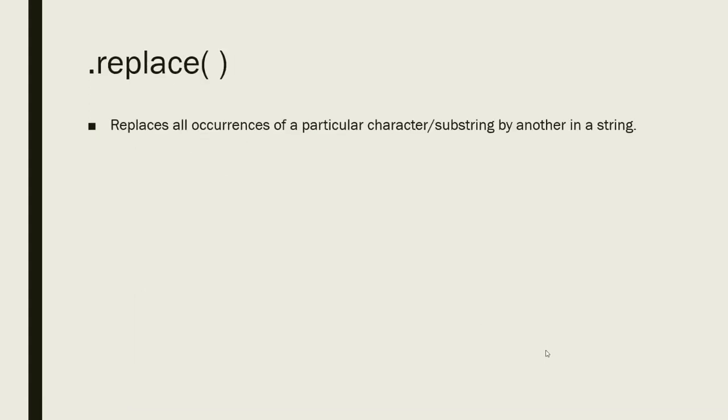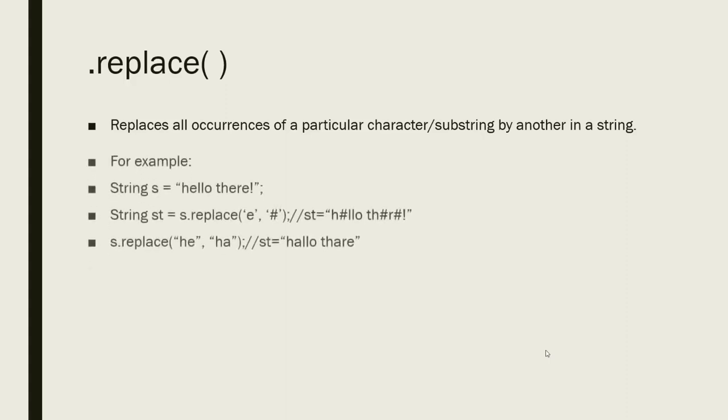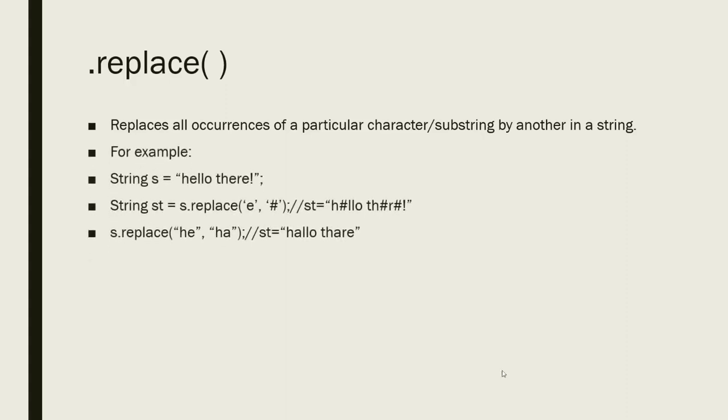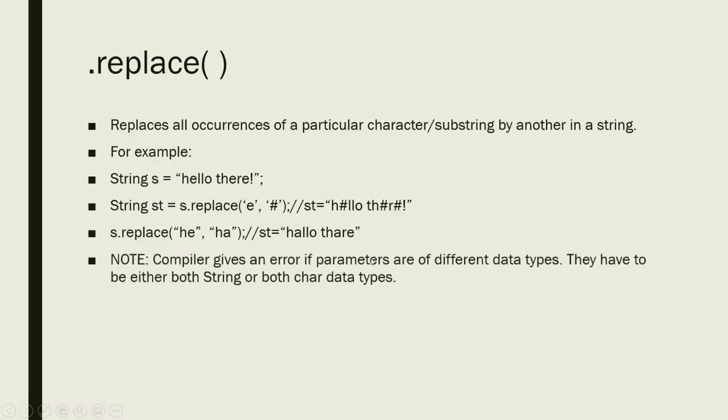So moving on to the replace function, this simply just replaces all occurrences of a particular character or substring by another. Here are some examples. So in this, E gets replaced by an ampersand sign, and this would then be the output. Second one is the same thing but with strings. So wherever there's an HE, that would get replaced by an HA, and this would be the output for that. One point to remember is that you can't mix and match the string and the char data type. It either has to be both strings or both char.